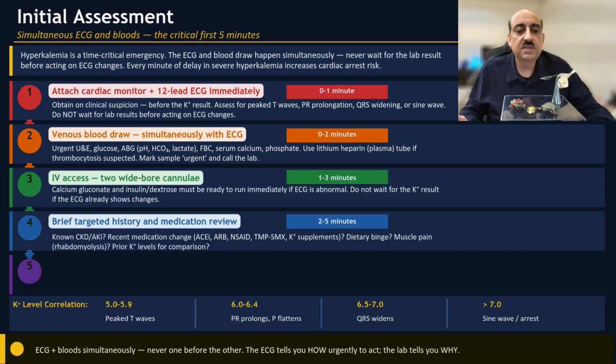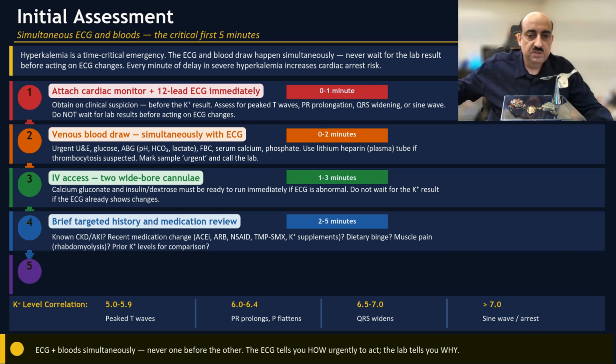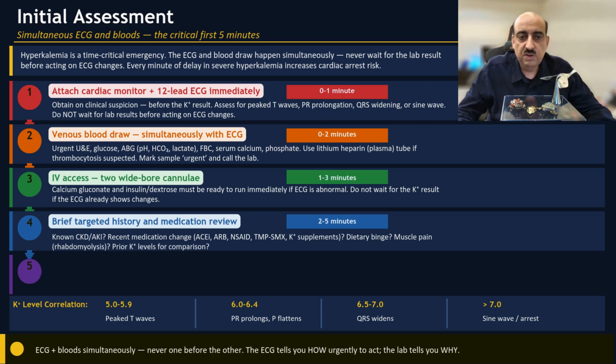Steps number 3 and 4. Step 3 I've already discussed, which is getting IV access at the same time as you would do the bloods. At the same time, the nursing staff or whoever is there with you should get the immediate cardiac membrane stabilization treatment and the potassium shifting treatment: calcium chloride, calcium gluconate, insulin, dextrose, salbutamol nebulizers. All of them should be pretty much ready, or at least they should be arranged as soon as possible when you are already in step 1. So that is really crucial.